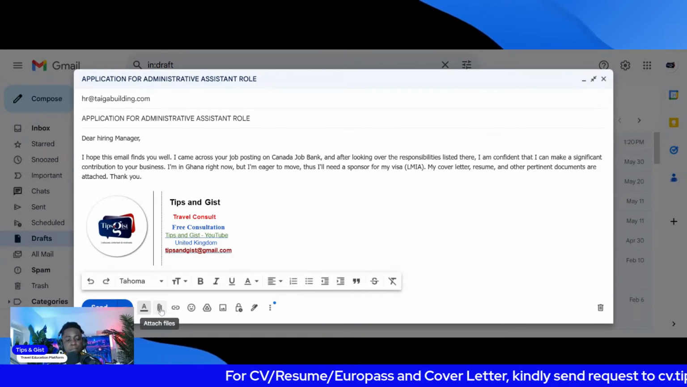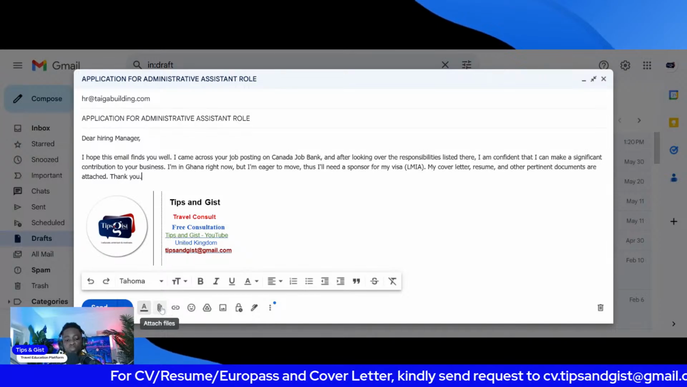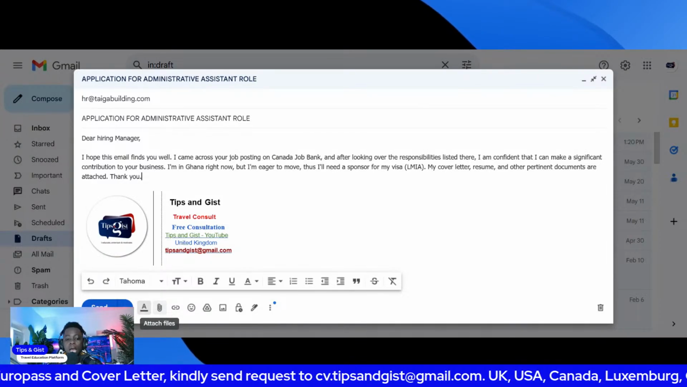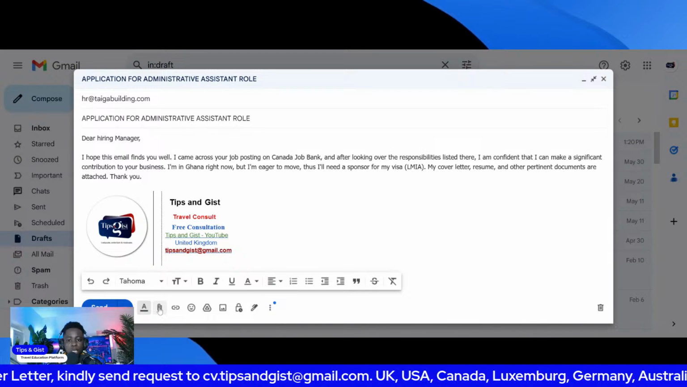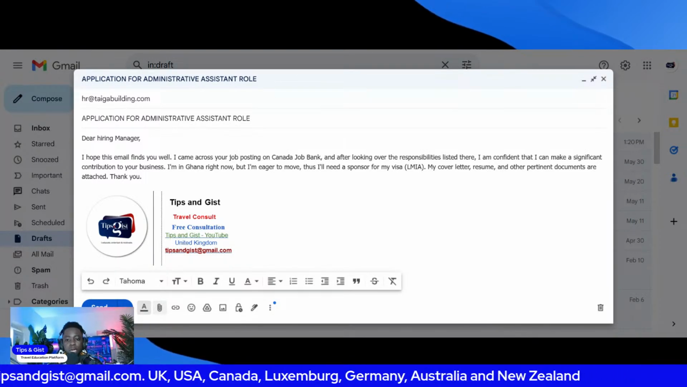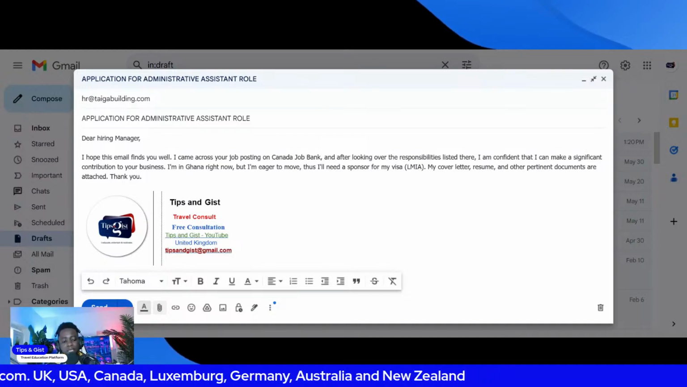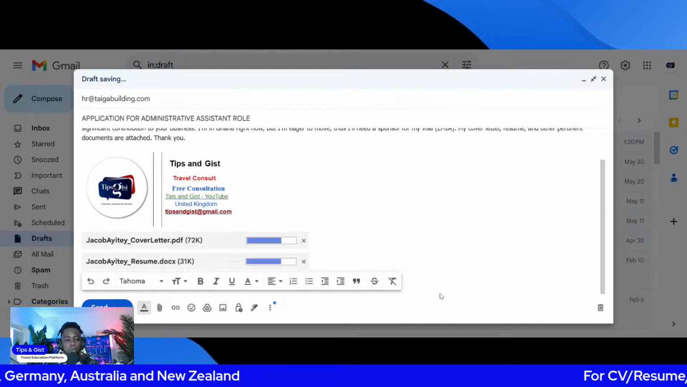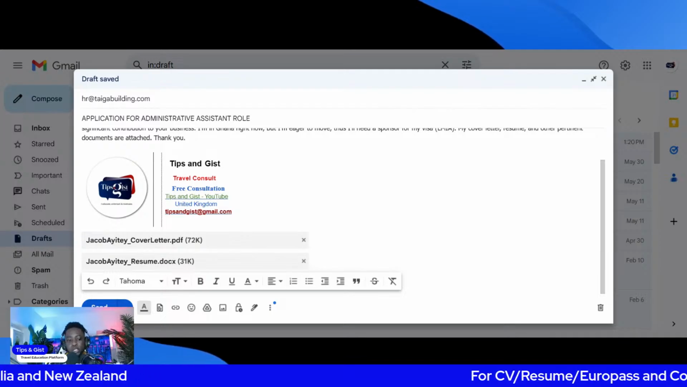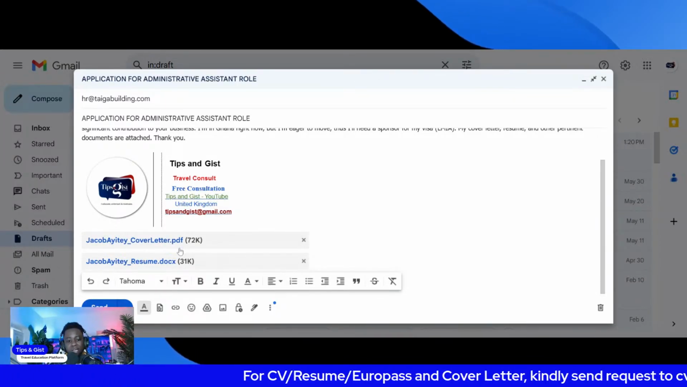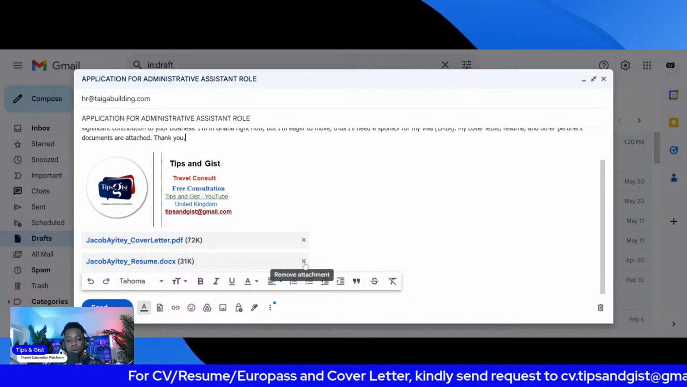So you click on it, it will take you onto your computer, and then you will be able to upload your documents. You click on the resume and the cover letter. So let's say I have a resume and a cover letter for Jacob. So you see that I've uploaded Jacob's resume and cover letter. Okay, so that is the cover letter PDF and the resume.